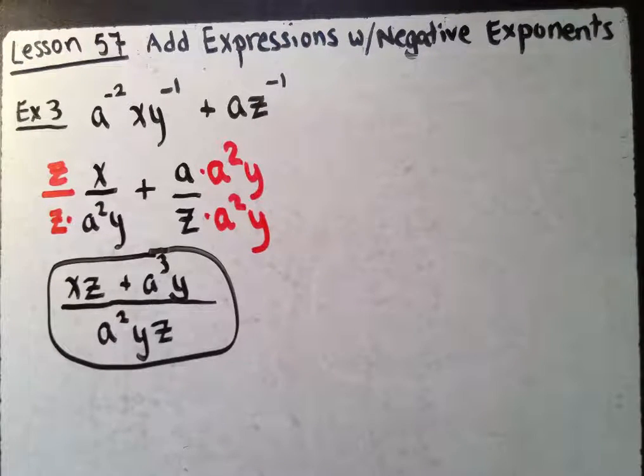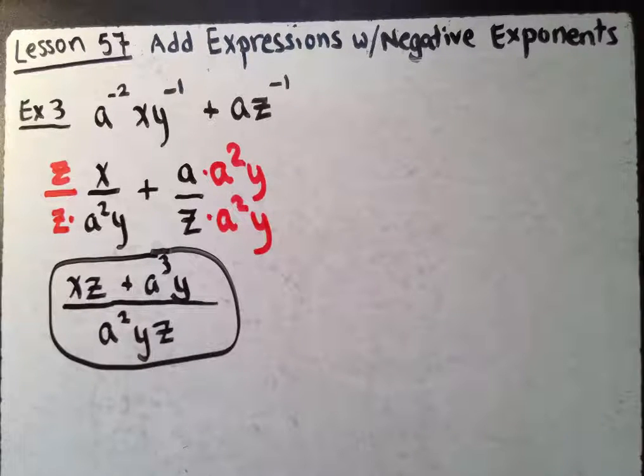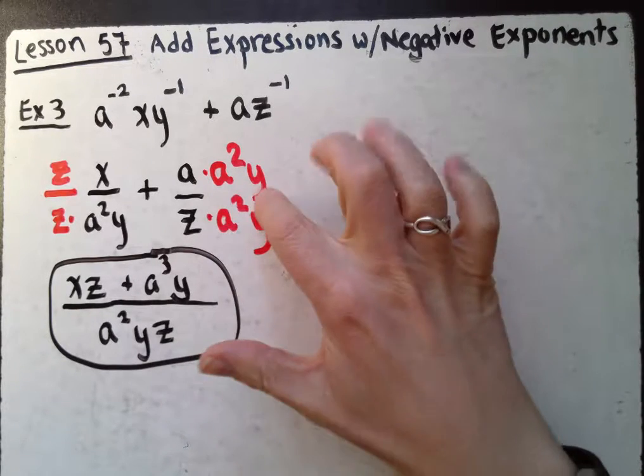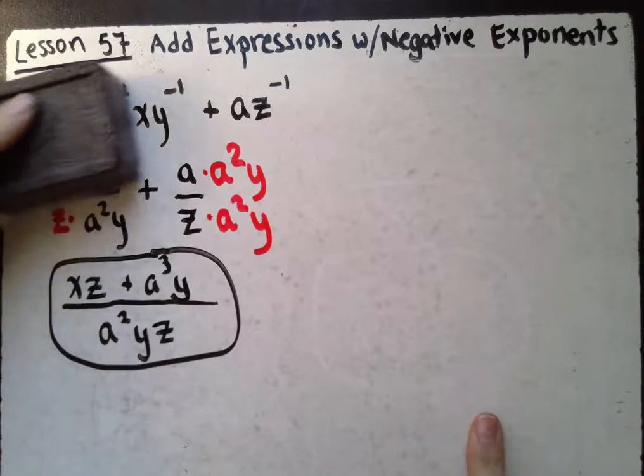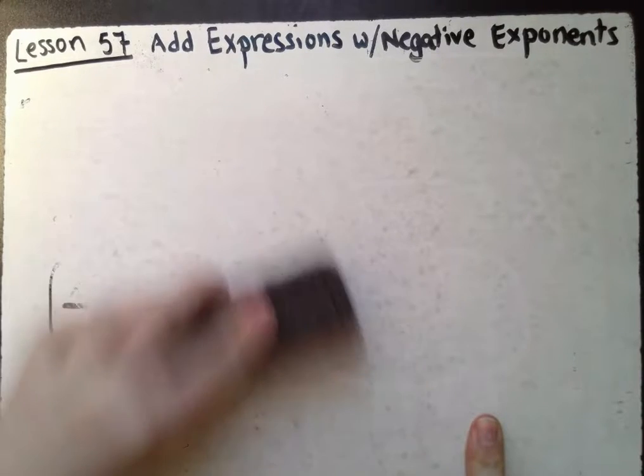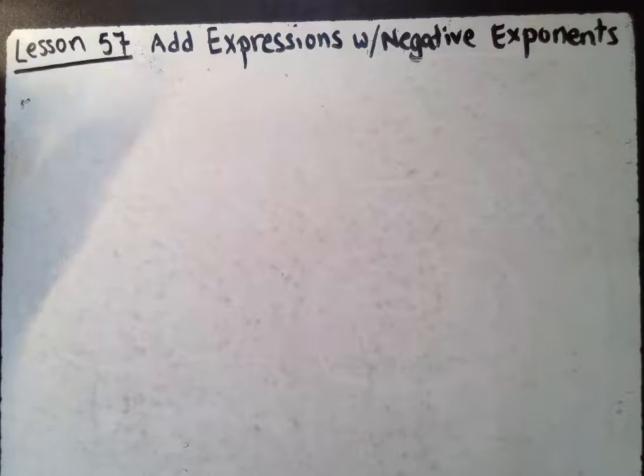So checking the answer for example 3. First you turn them into fractions with positive exponents, and then we multiply each of the fractions by the opposite denominator to get a common denominator. And then we just simplify and consolidate it into one fractional expression. All right, let's just do one more example. Again, you can do this one on your own and pause it to check your answer. This would be example 4.